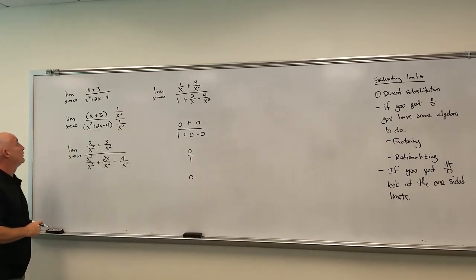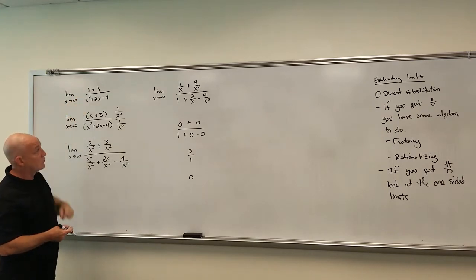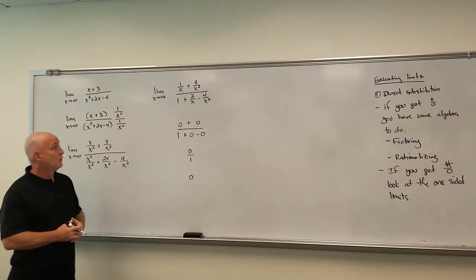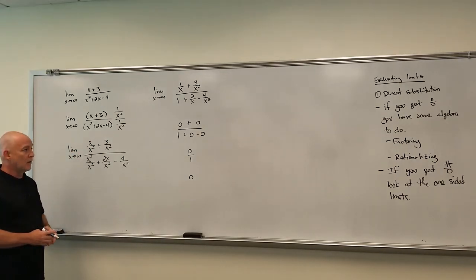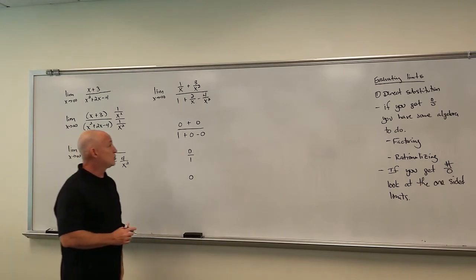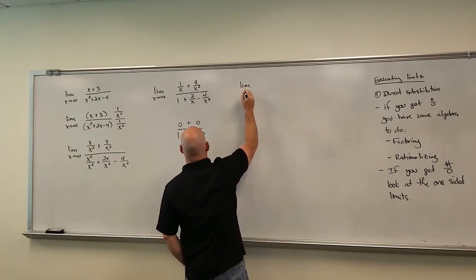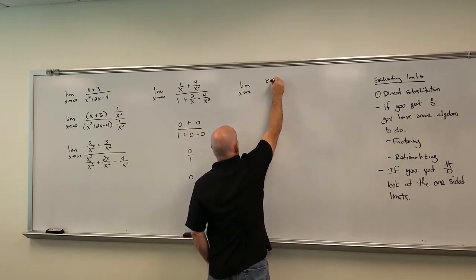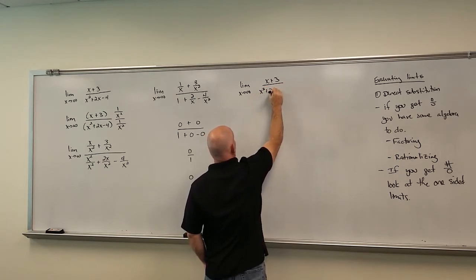So the answer to the original question, what's the limit as x goes to infinity of x plus 3 over x squared plus 2x minus 4? The answer is 0. Now, that's how you would do it algebraically, but I think that there's a lot easier way to interpret this. Let's start again. The limit as x approaches infinity, x plus 3 over x squared plus 2x minus 4.